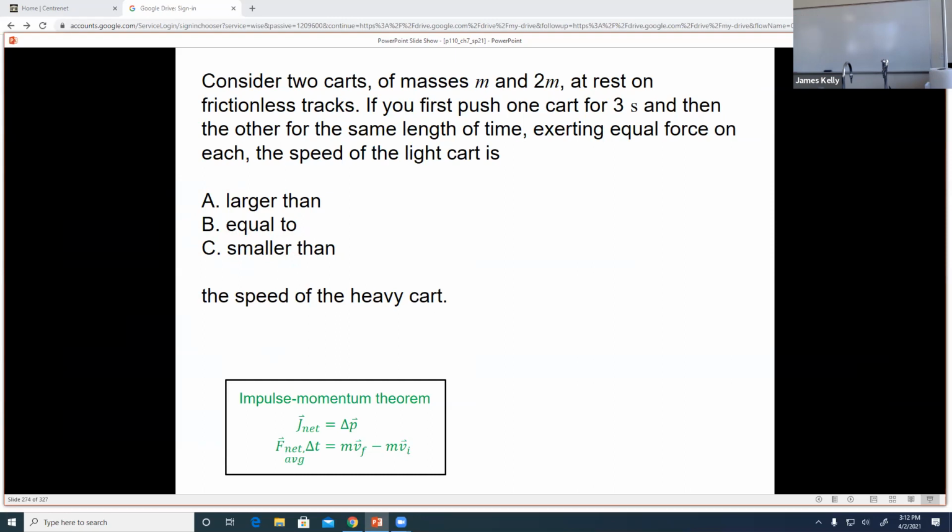We actually could have done this kind of voting question before we ever talked about the impulse momentum theorem, but we certainly can use the impulse momentum theorem. And is anybody thinking of it in terms of what's in this box down here? Newcomb, you want to help us?